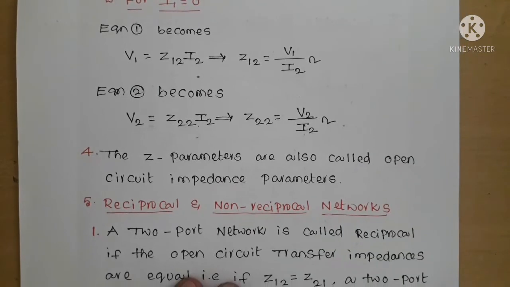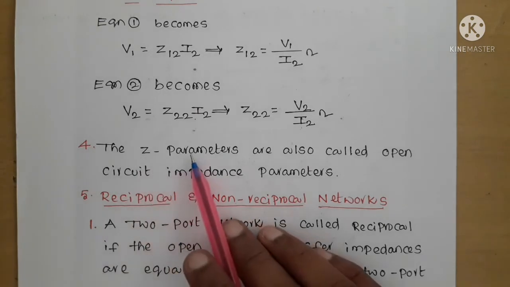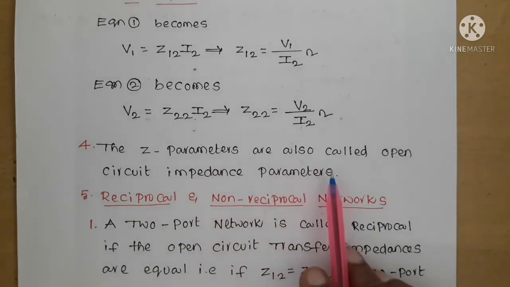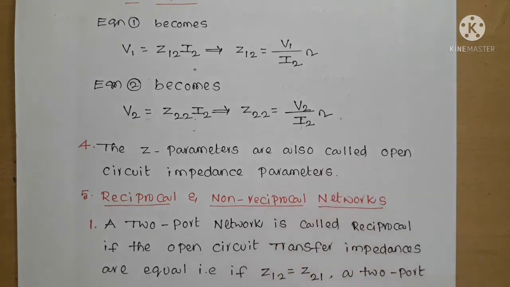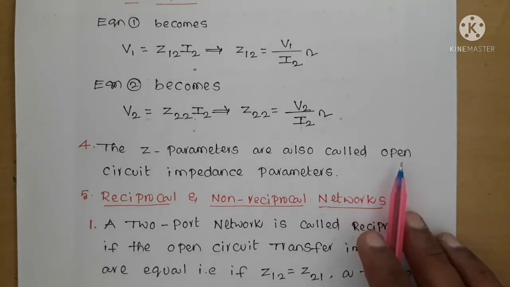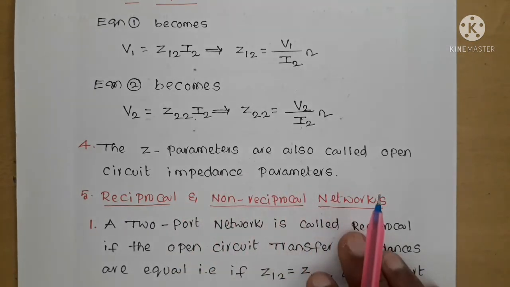The next point is that the Z parameters are also called open circuit impedance parameters. Why is it called open circuit? Each time we are making a current 0. If you make I2 equal to 0, we get two parameters, and by making I1 equal to 0, we get the remaining two parameters. That's why it is open circuit, as we are making the current equal to 0. And impedance parameters, because each parameter is a voltage to current ratio. Voltage to current ratio is impedance, so that's why they are called impedance parameters.